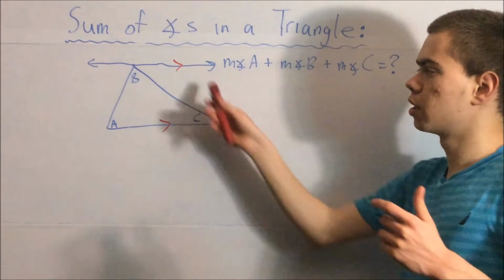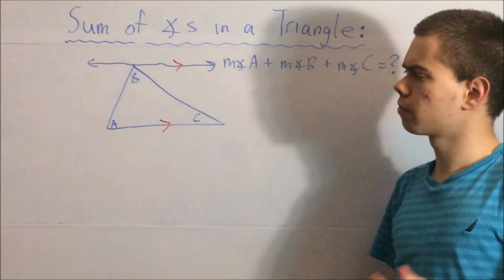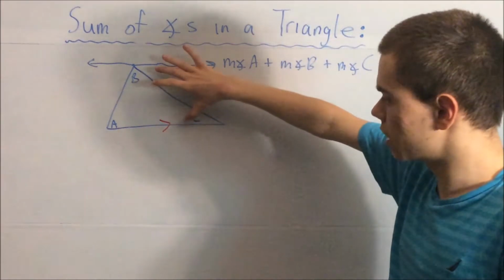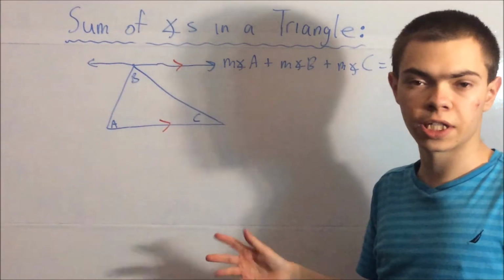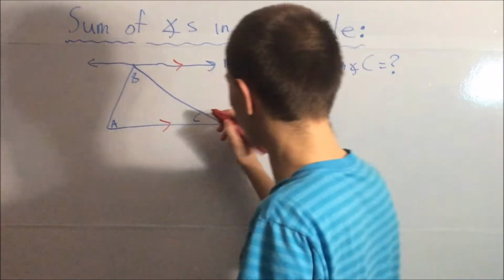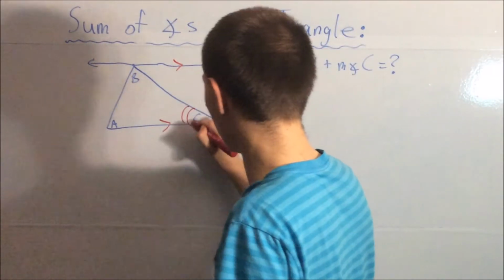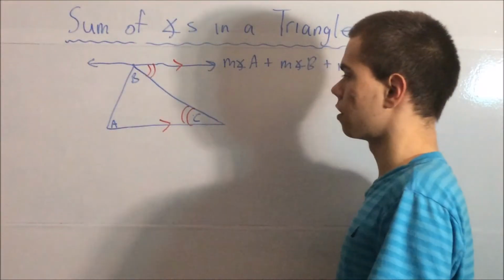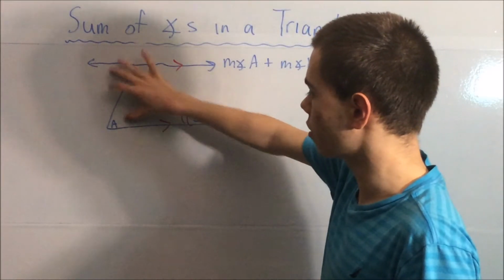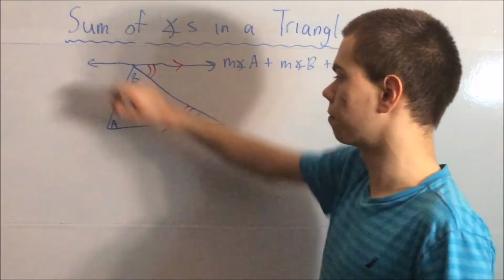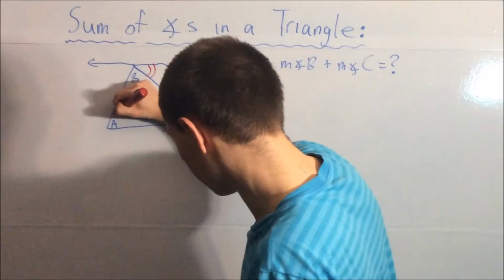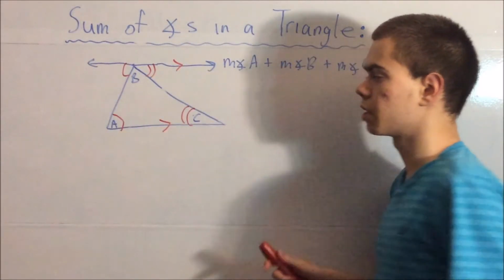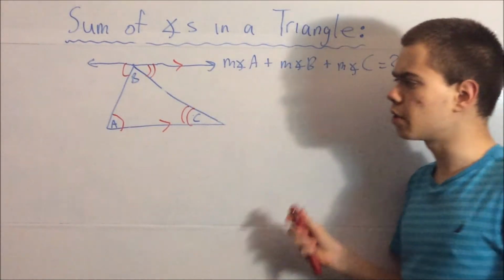What happens when we do that? Well, we see that we have alternate interior angles. And we know that alternate interior angles are congruent. So pretty much we have angle C right here is congruent to that angle right there. And also we have alternate interior angles right here with angle A and that angle. So those angles are also congruent.